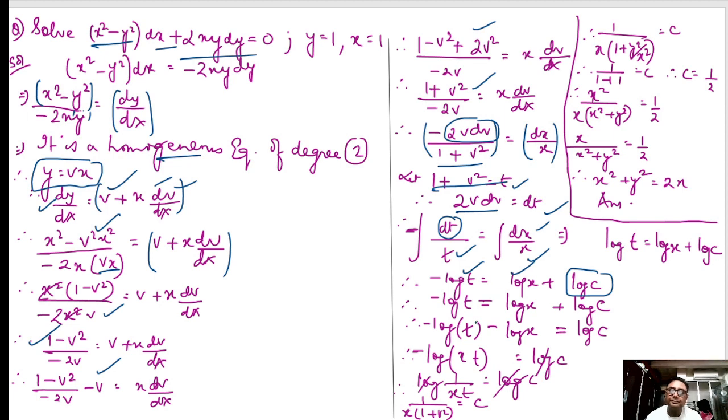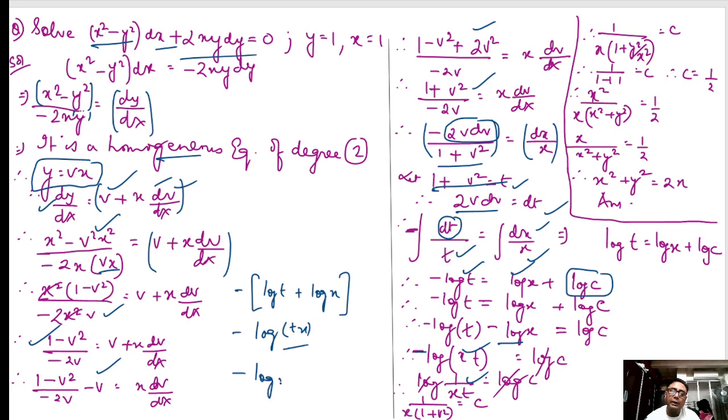That means this log x goes on this side. So taking minus common, log t plus log x. This is actually log a plus log b, and log a plus log b is log a into b. So here we got this, and now replacing the value of t. Log cuts. This is minus. There was a minus here. Please remember this.